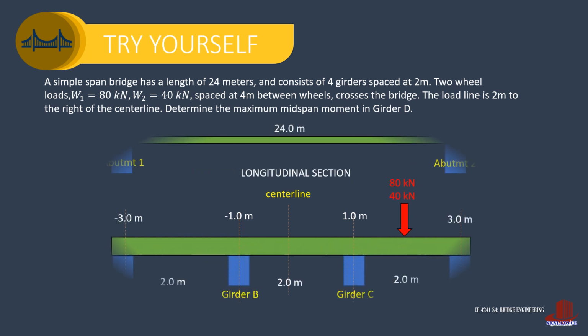With the same problem, try solving the moment carried by girder C. If done right, you are to come up with M of girder C as 277.3 kilonewton-meters. Good luck!